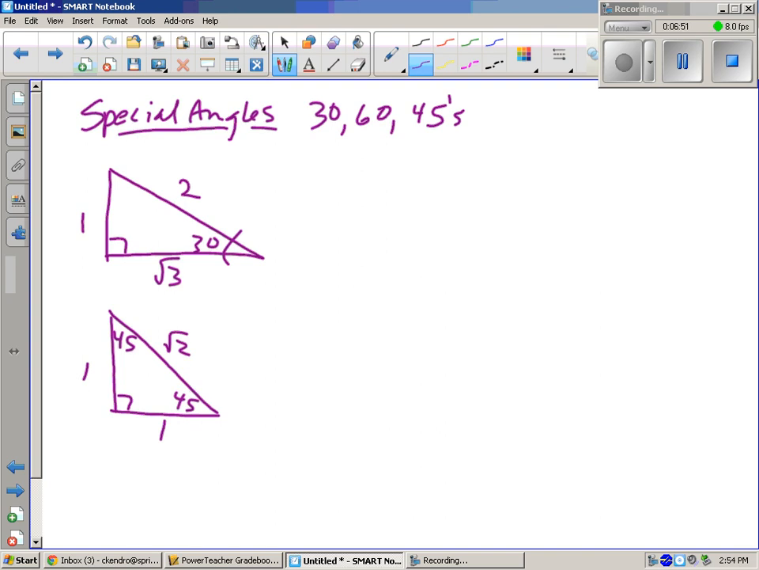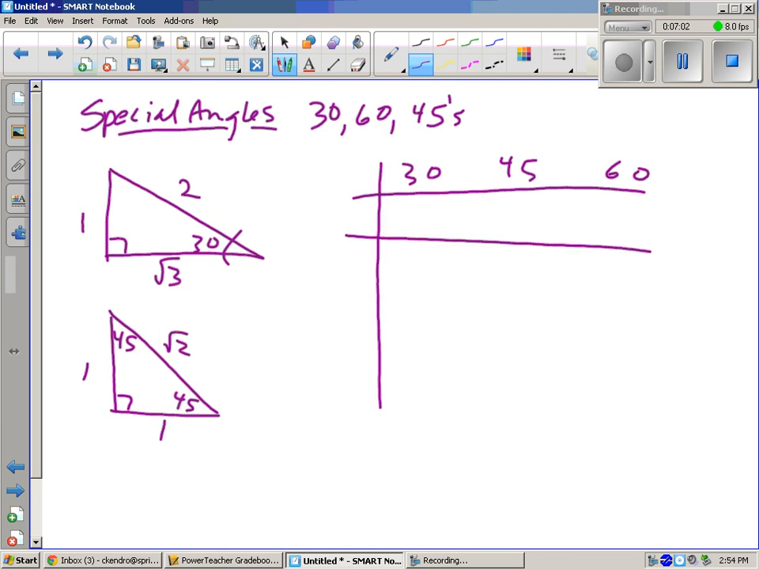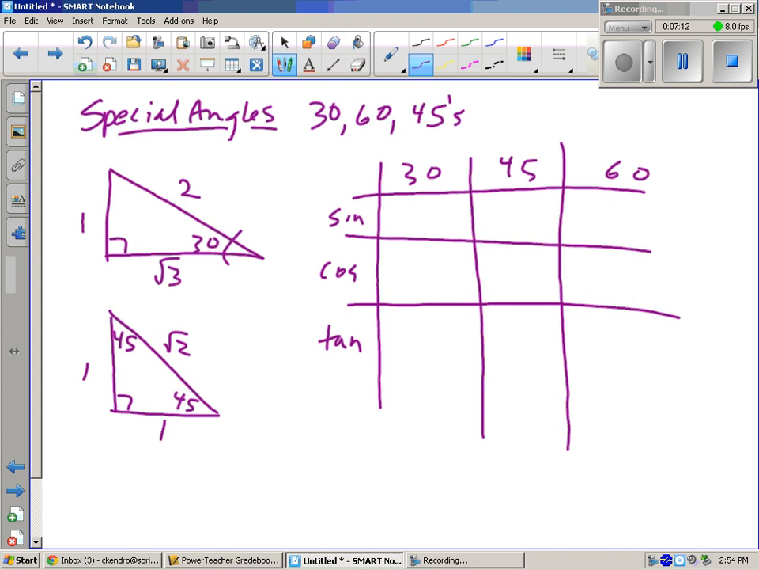So it's almost easier to make a chart of all of these. So I'm going to do that real quick. You can also find this in your book. I have 30, 45, and 60. Let's go with sine, cosine, and tangent. All right, so the sine of 30, here's 30, opposite over hypotenuse, so 1/2. The cosine of 30 is adjacent over hypotenuse, so root 3 over 2.